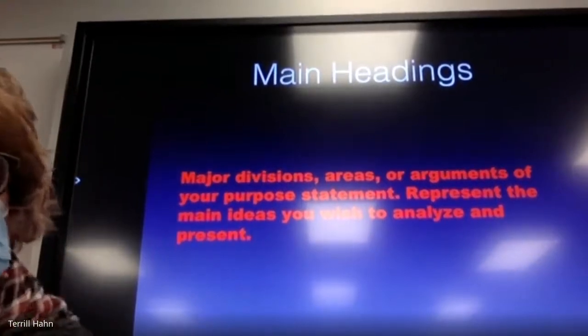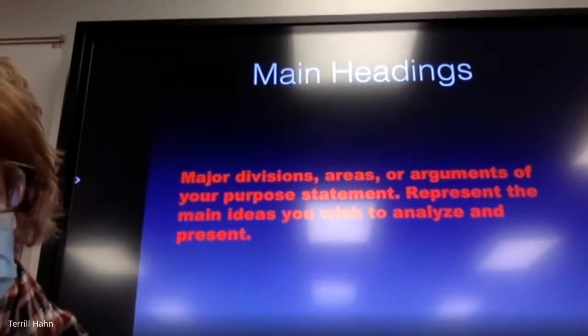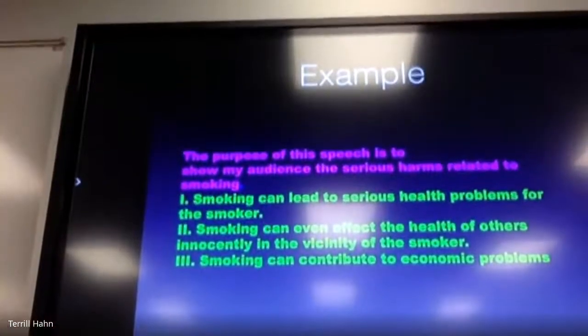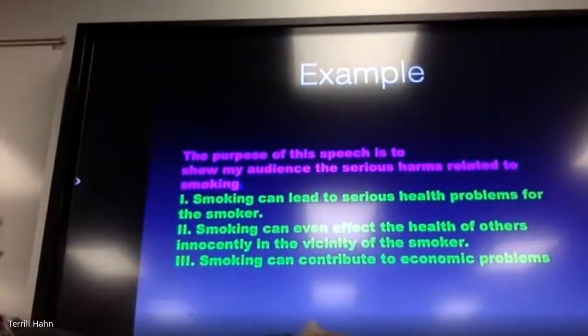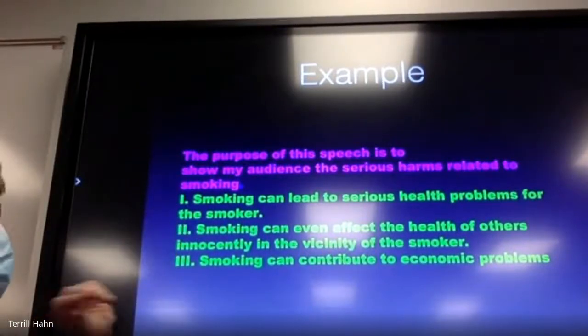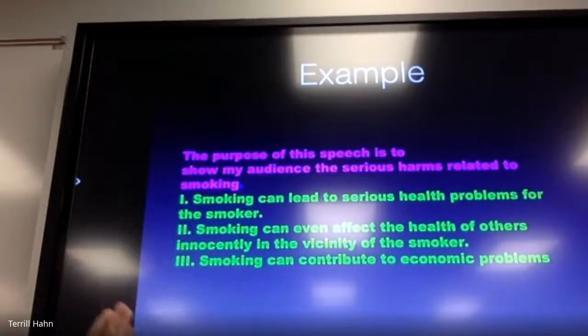So, okay. So we understand the main headings. So let me show you an example of it. So here's our purpose statement. Now this is an example straight out of your textbook. And I want you to notice a couple of things. It says the purpose of this speech is to show my audience the serious harms related to smoking. Okay, so we're going to do a speech about smoking.